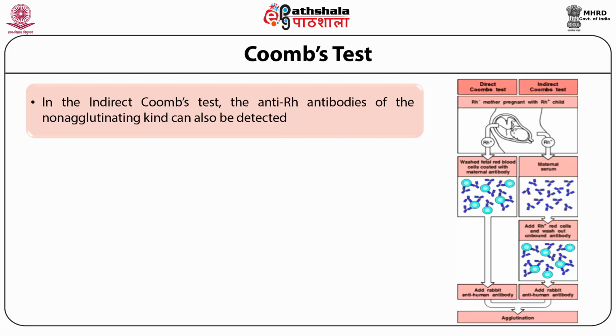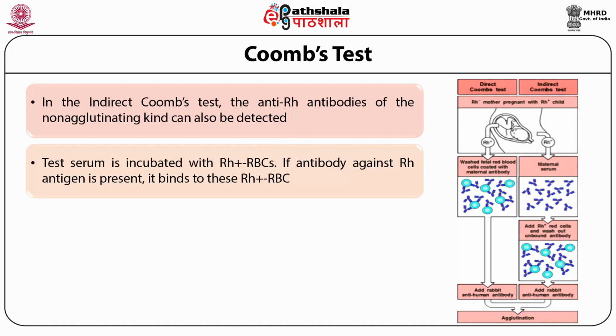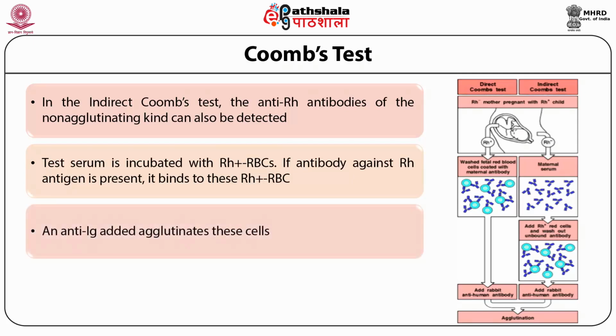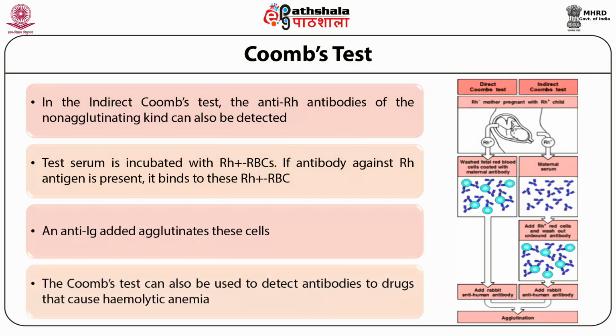In this indirect Coombs test, serum is incubated with Rh positive RBCs. If antibody against Rh antigen is present, it binds to these Rh positive RBCs. An anti-Ig added agglutinates these cells. The Coombs test can also be used to detect antibodies to drugs that cause hemolytic anemia.